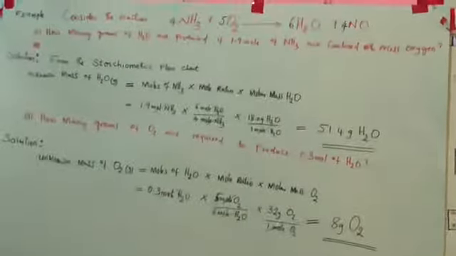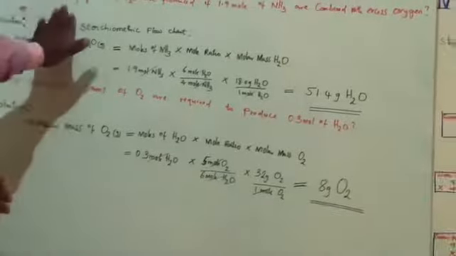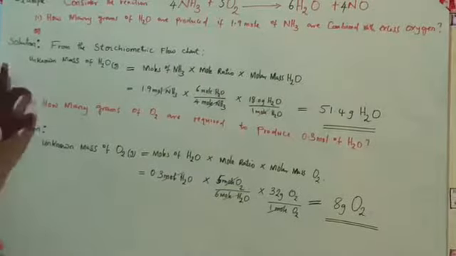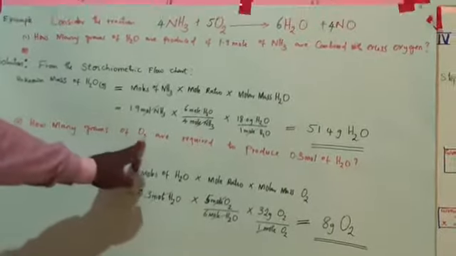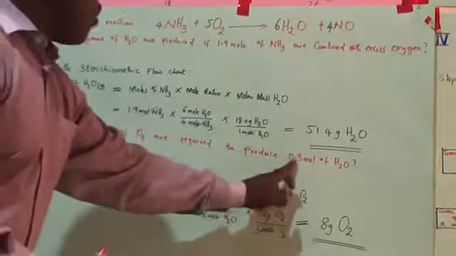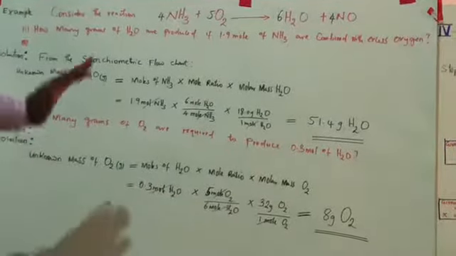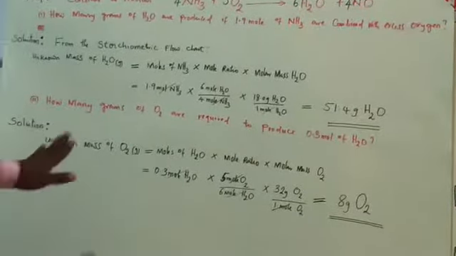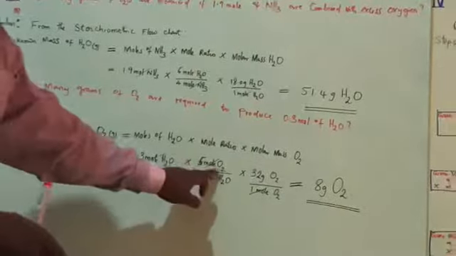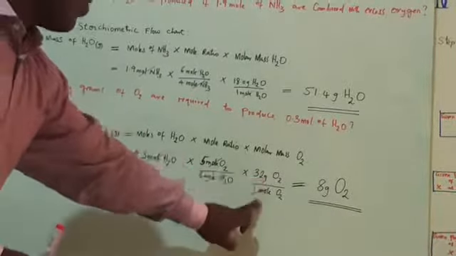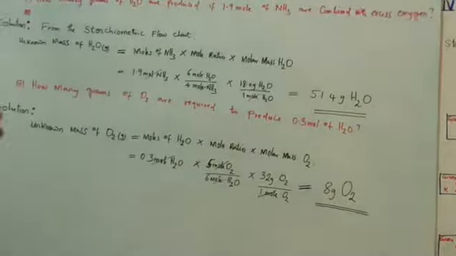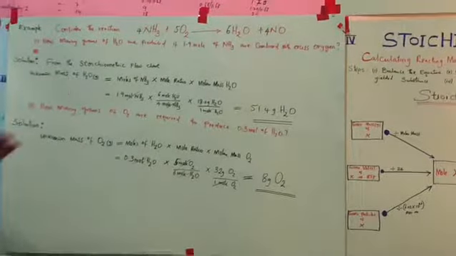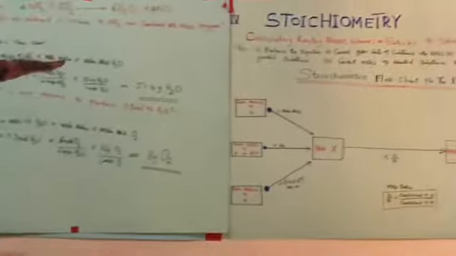That is the unknown that we have got, the mass of water produced. The second example: how many grams of oxygen are required to produce 0.3 mole of water? We follow the same stoichiometric diagram. We say it is moles of water times the mole ratio times the molar mass of oxygen, which gives us this. That is a simple way of solving stoichiometric problems based on the stoichiometric flowchart.